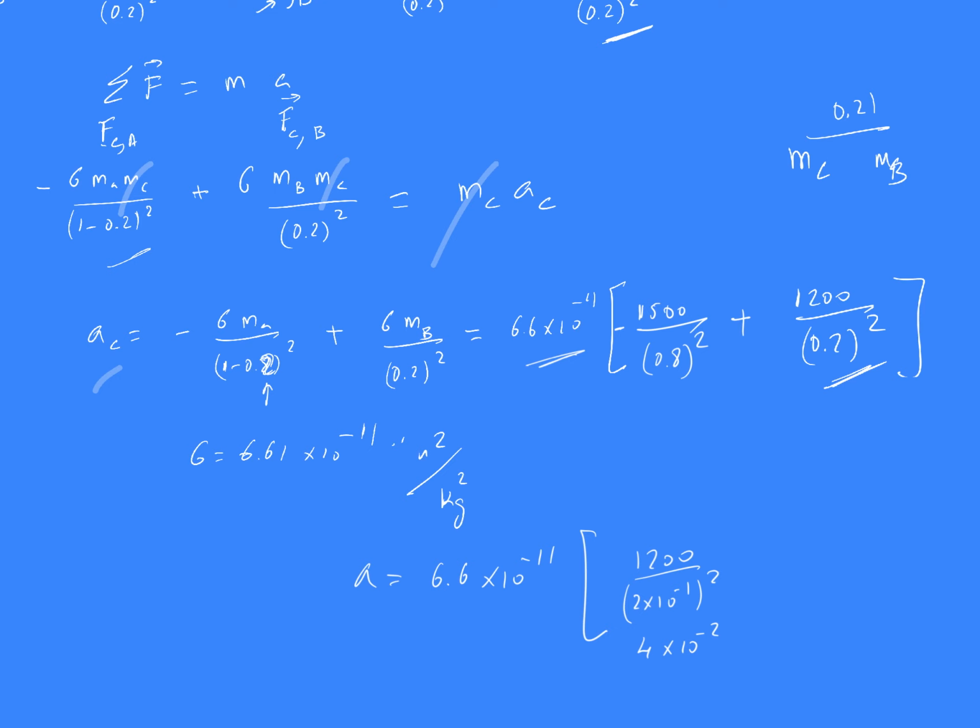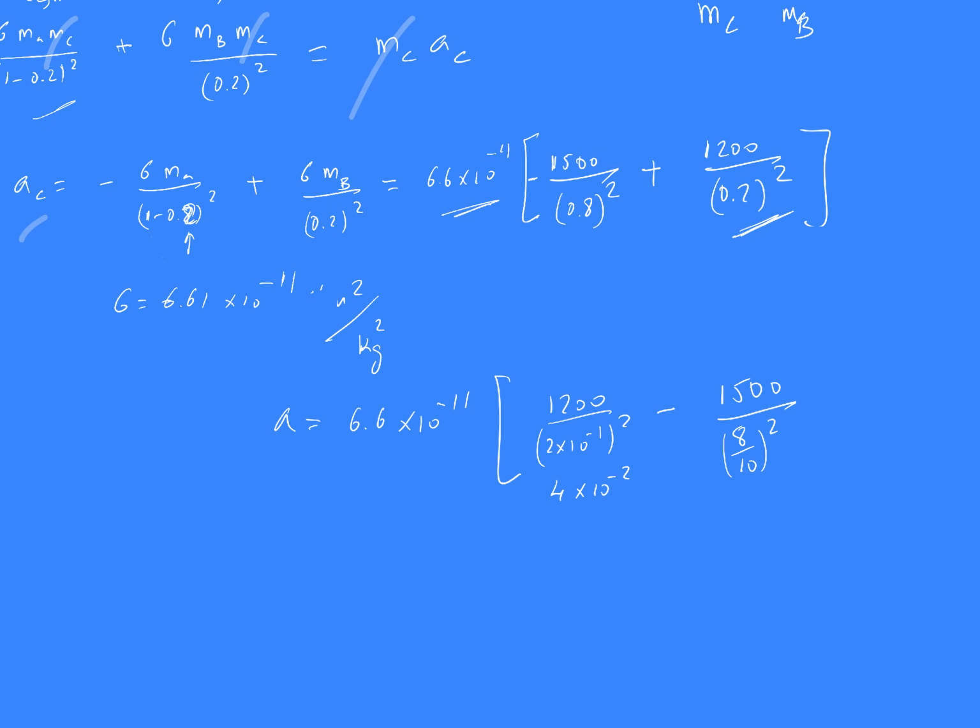So 1,200 minus 1,500 divided by 0.8. 0.8 squared is 8 divided by 10 squared, this is 64 divided by 100, so the 100 will go up. So the acceleration will be 6.6 by 10 to the minus 11 times, 1,200 divided by 4 by 10 to the minus 2, minus 1,500 divided by 64 by 10 to the minus 2.